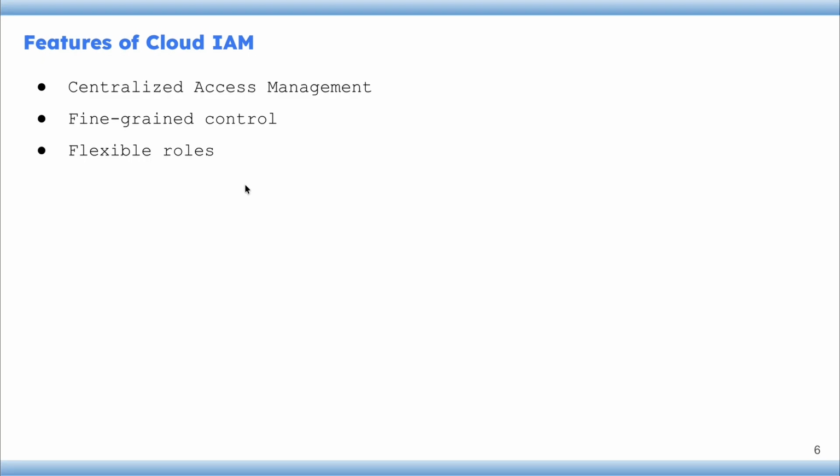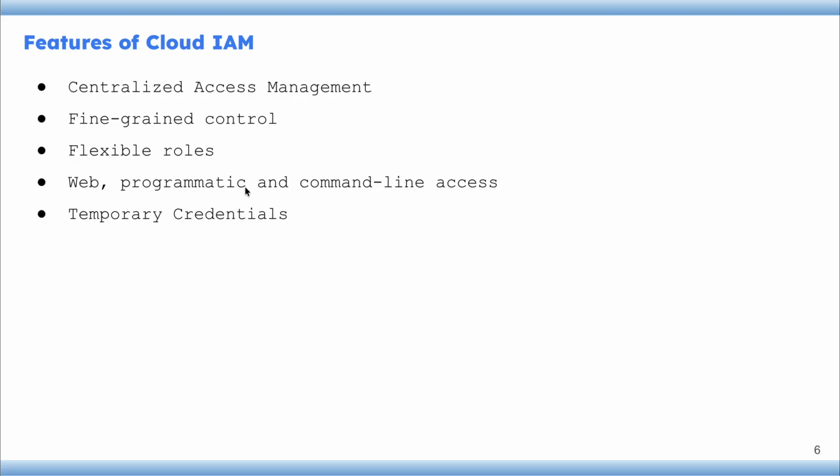And the third one is flexible roles. In Google Cloud IAM, we have 3 different types of roles, and we will be discussing what those are in the next video. And the fourth one is web, programmatic and command line access. You will be able to work with Cloud IAM through the web, programmatically, and also using gcloud commands. And moving on to the next one, temporary credentials.